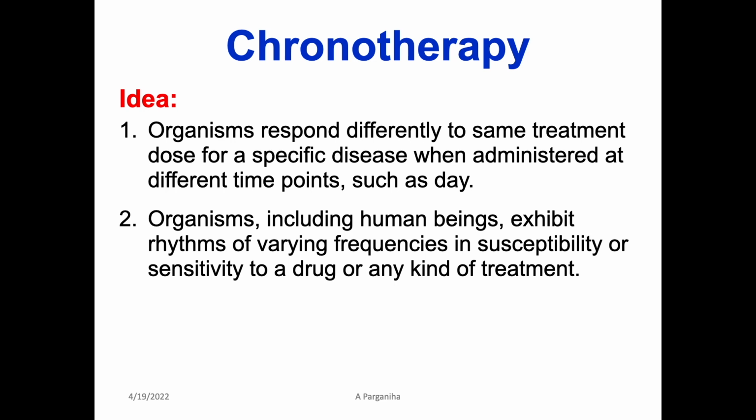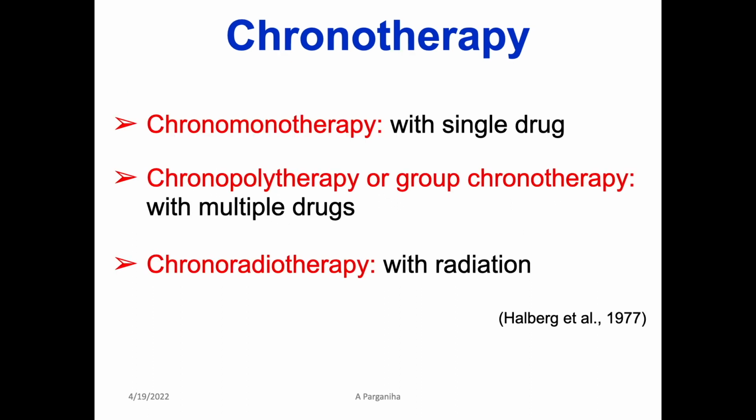It means the sensitivity to a drug in the morning may be different, in the afternoon it may be different, in the evening hours it may be different. So this is the idea behind chronotherapy. If treatment is given using only a single drug, it is called chronomonotherapy. But if multiple drugs are given for the treatment, it is known as chronopolytherapy or group chronotherapy. And if radiation is given in relation to time, it is known as chronoradiotherapy.